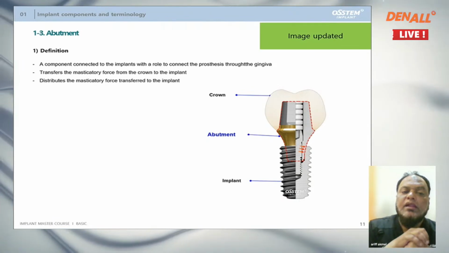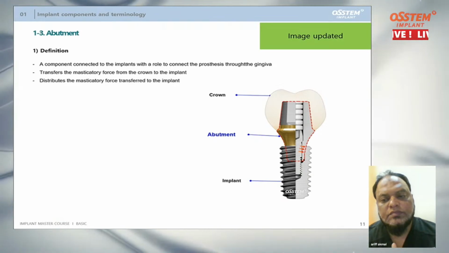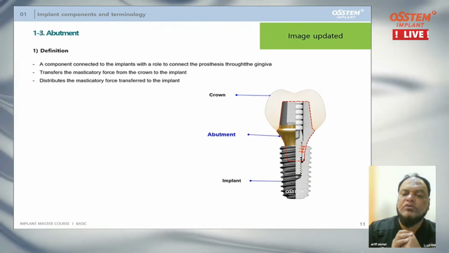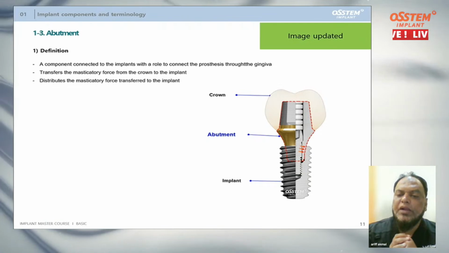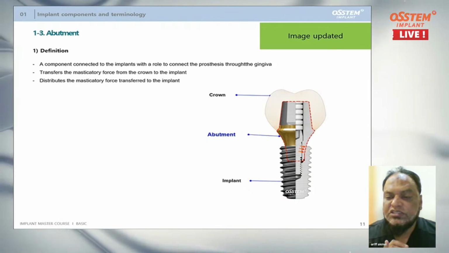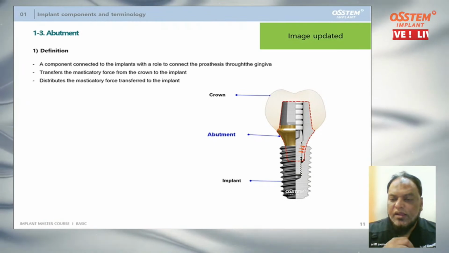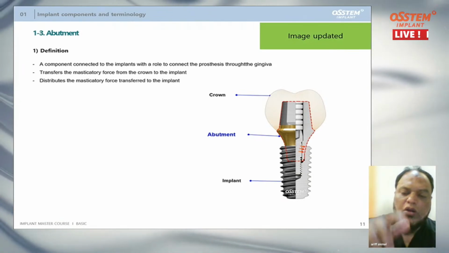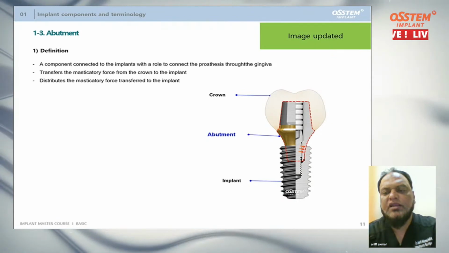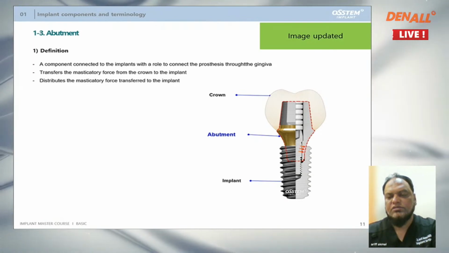What are the other things? It transfers the masticatory forces from the crown to the implant and distributes the masticatory forces transferred to the implant. So the abutment plays a very, very important role. What are the main features of this abutment? It acts as an intermediary to hold the crown onto the implant. Second, it transfers the masticatory forces from the crown to the implant, and it distributes masticatory forces.